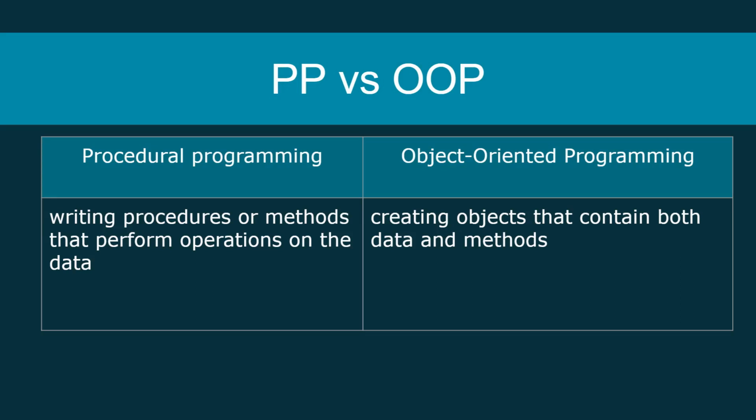We have procedural programming and object-oriented programming. Procedural programming is a way to write procedures or methods that perform operations on data. It is like writing code, and the compiler will compile your code line by line from top to bottom. But object-oriented programming is a way that you create objects that contain both data and methods. We will see many examples of object-oriented programming in a minute.